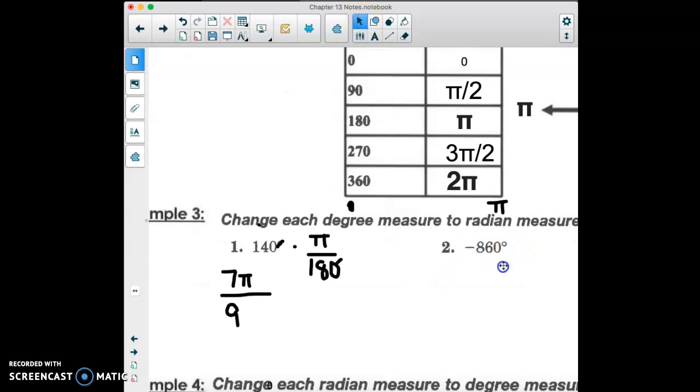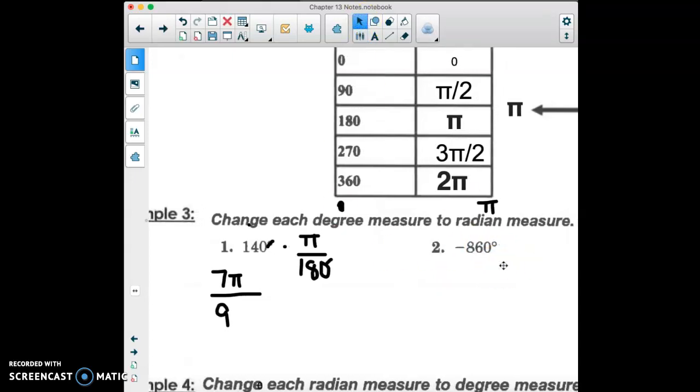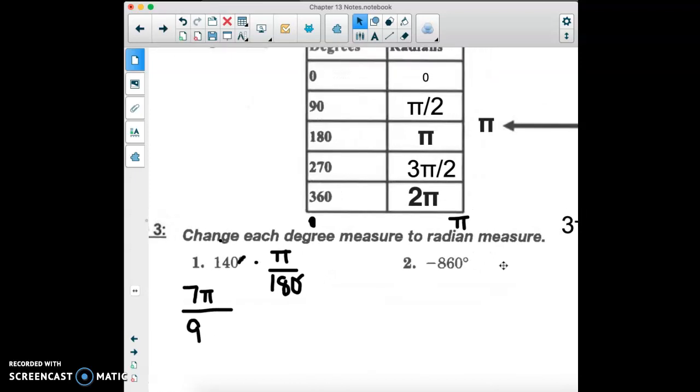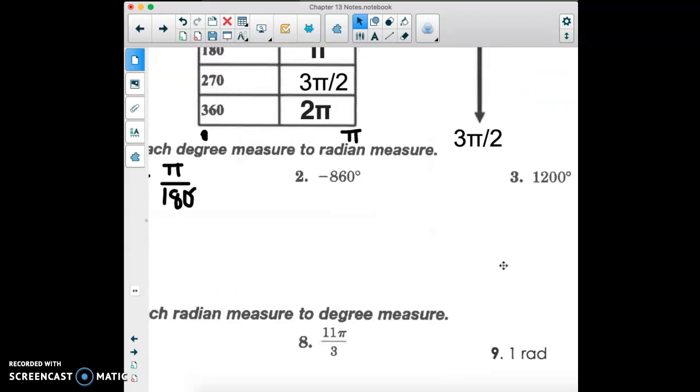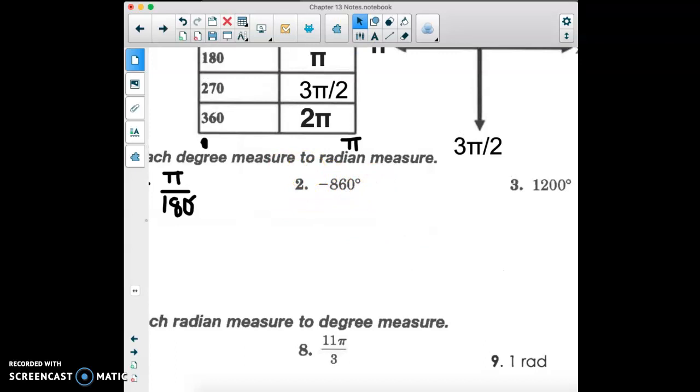Well, let me scroll a little bit more. Yeah. Again, I start out in degrees. I want to multiply by that pi over 180, because what that does is it cancels out my degree symbol and it adds my radian symbol, adds that pi. So multiply by pi over 180.